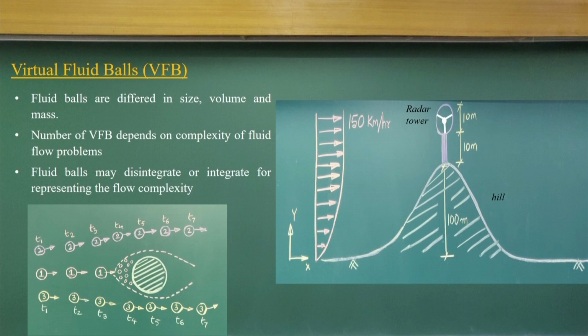Now, as I said earlier, to understand fluid mechanics we should have the concept of virtual fluid balls, which is a new concept as I said earlier. Considering this, I will discuss the difference between a system and a control volume. As I told you earlier, I am just looking at a virtual fluid ball concept where I have the hills and the radar towers, and the expected velocity distribution has a 150 km/h speed.